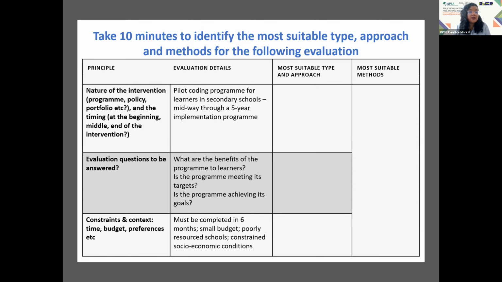And then lastly, these are the constraints, and this is the context that we have in terms of time, budget, and preferences. It must be completed in 6 months. We have a very small budget. There are poorly resourced schools that are going through this program, and there are constrained socioeconomic conditions.